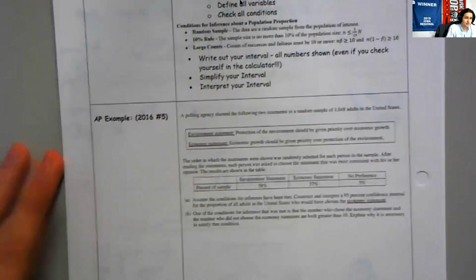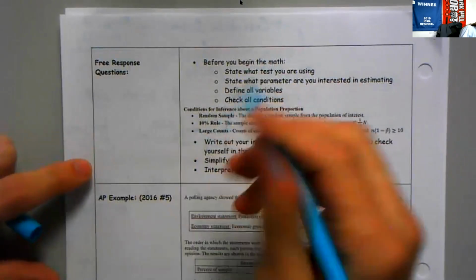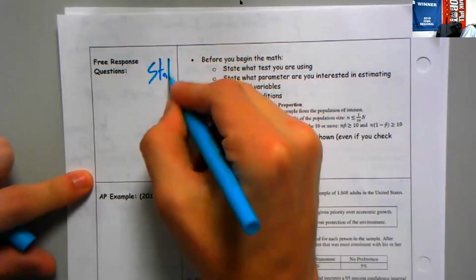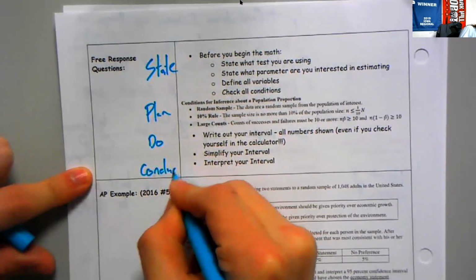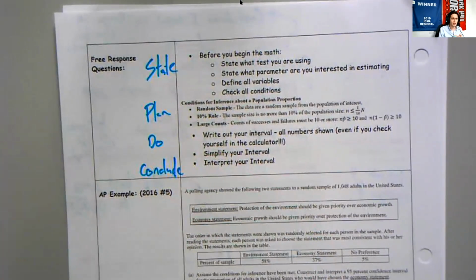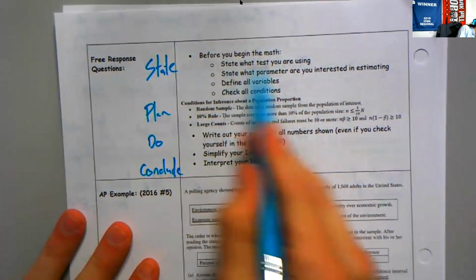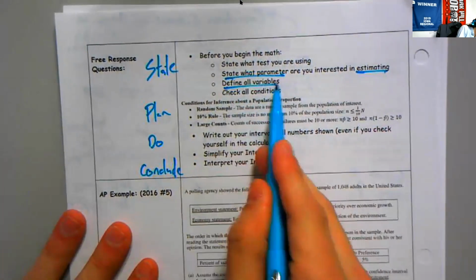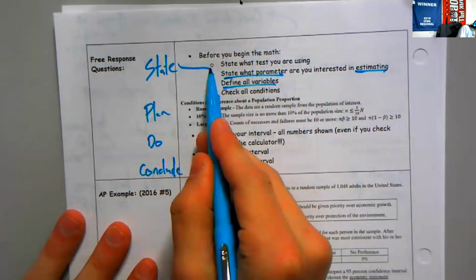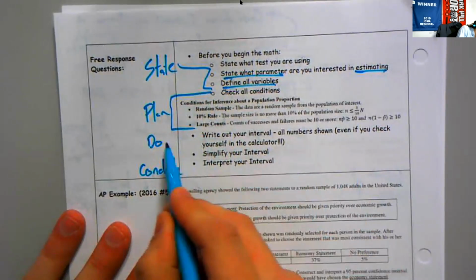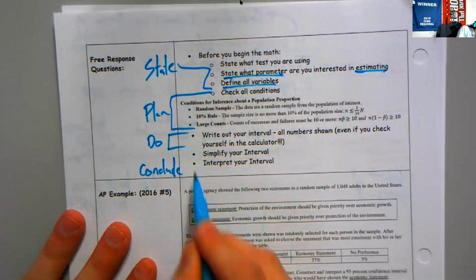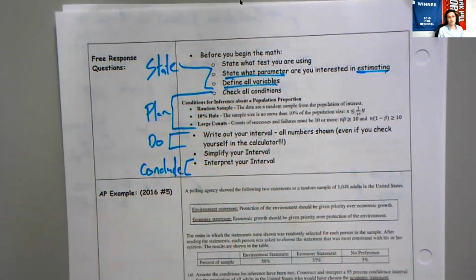And we're going to talk finally about this thing I've been vaguely mentioning the whole time, the 4-step process. State, plan, do, and conclude. I'll do one of these with you. But the idea is we're going to state what parameter we're interested in estimating. We're going to define the variables. That's the state step. The plan step is to check the conditions. The do step is to do the thing. And conclude is to interpret the thing. We'll talk more about this. I'll do some examples of this in a moment. We're going to do this 4-step process, stating what we are about to do.